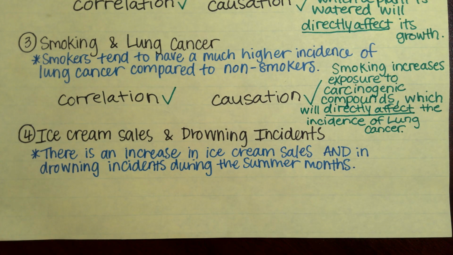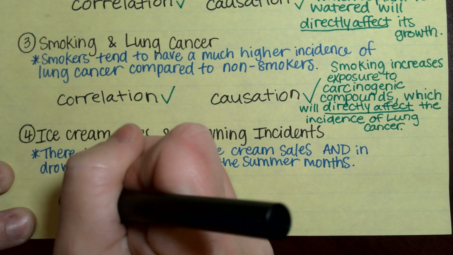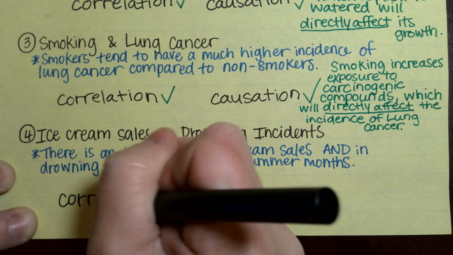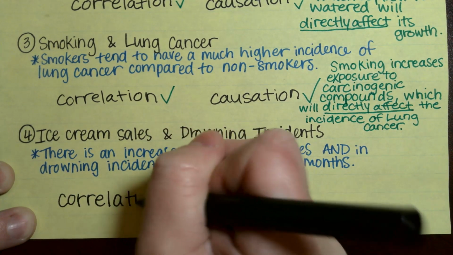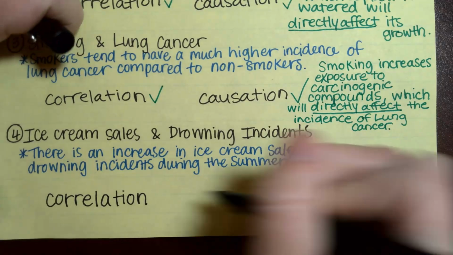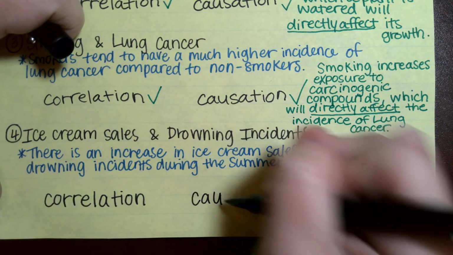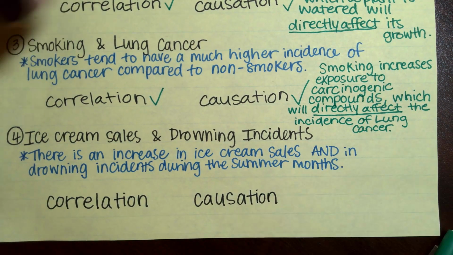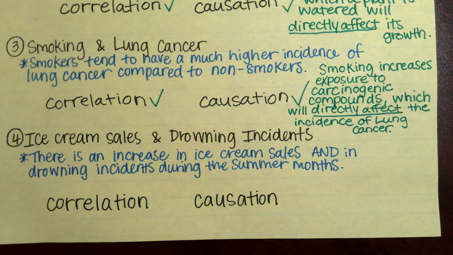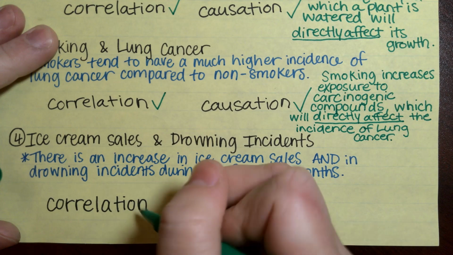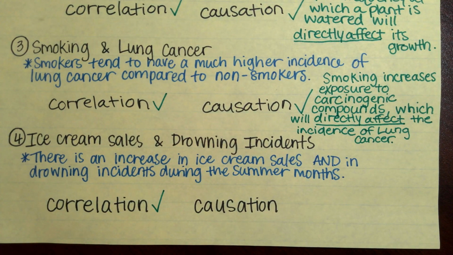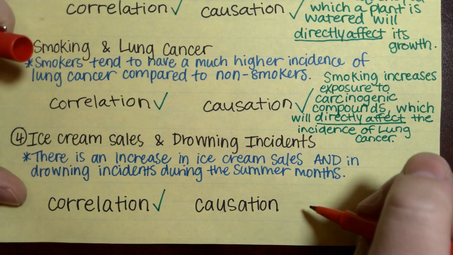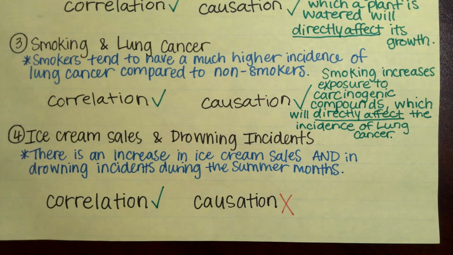Okay. All right, so let's look back at number 4. First of all, there is correlation here. All of these that I'm giving you have correlation. So I now want to know, is there causation? No. Why is there not causation between ice cream sales and drowning incidents? Because just because you're buying ice cream, it's not going to cause you to drown.